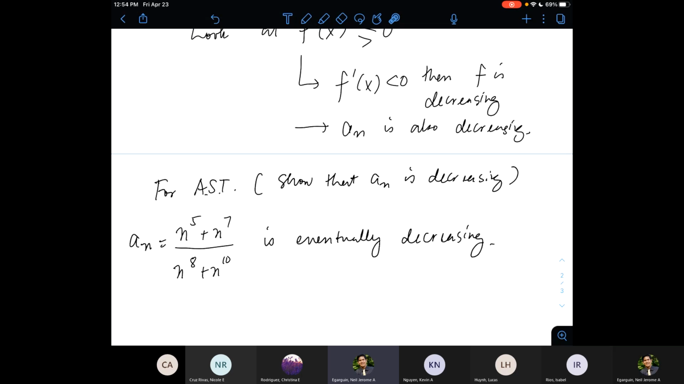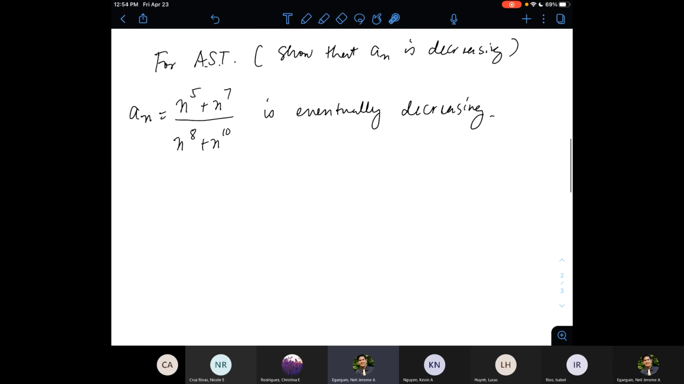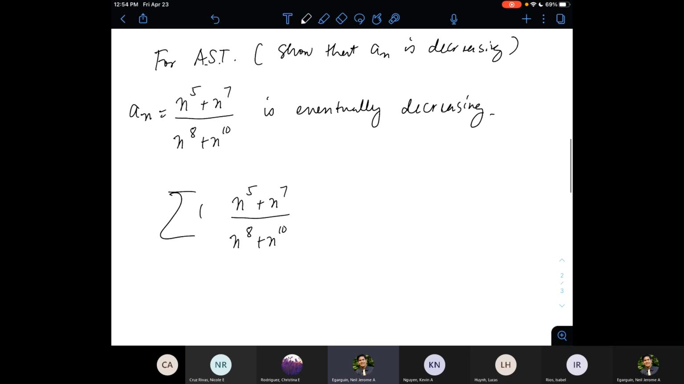Which one do you mean to be divergent, Kevin? Are you talking about the sum of this guy or the sequence? Oh, the sum. So it should be an alternating sum.